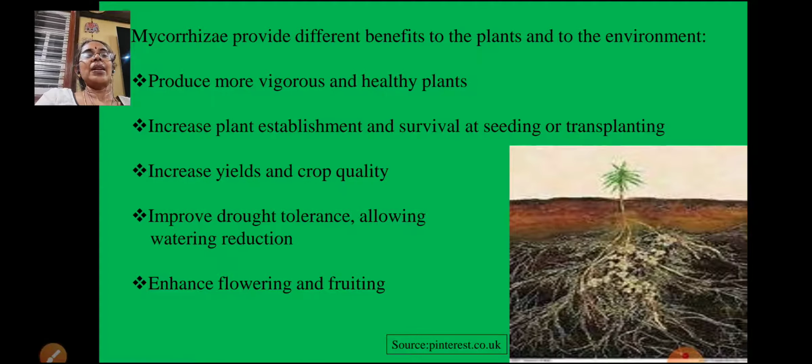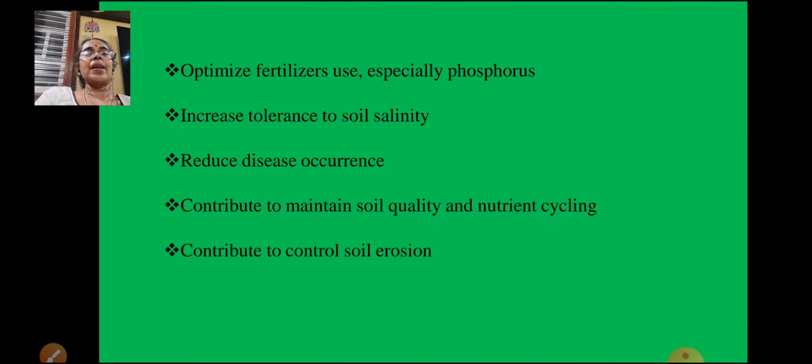It increases the plant establishment and survival at seeding and transplanting stage. It increases the yields and crop quality. It improves the drought resistance, allowing the reduction in watering, and enhances flowering and fruiting. It optimizes fertilizer use, especially phosphorus. It increases the tolerance to soil salinity. It reduces the disease occurrence. It contributes to maintaining soil quality and nutrient cycling and to the control of soil erosion.